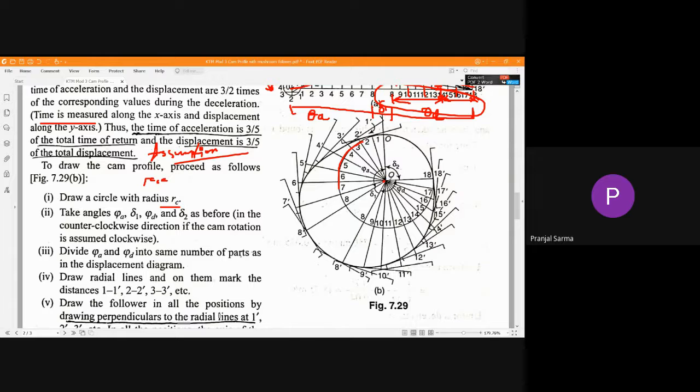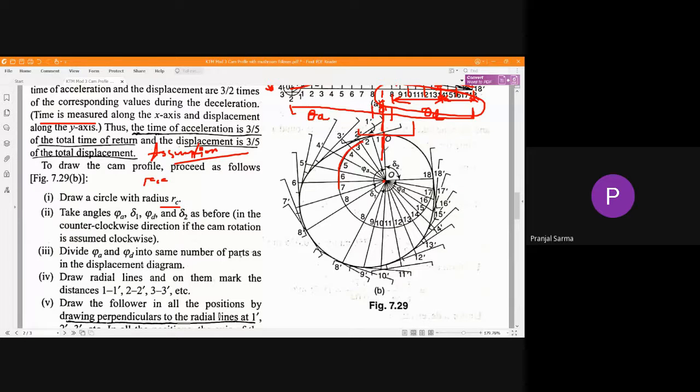Here O is the center of the circle. Nothing else is specified, so we consider it an inline or radial type of cam and follower arrangement. We always start with the vertical position, and we consider the initial vertical position as the initial position. So the first position of the follower is here. You should not consider somewhere else as the first position. That is the standard way of doing it. This is the vertical axis of the follower, which is a reciprocating type.